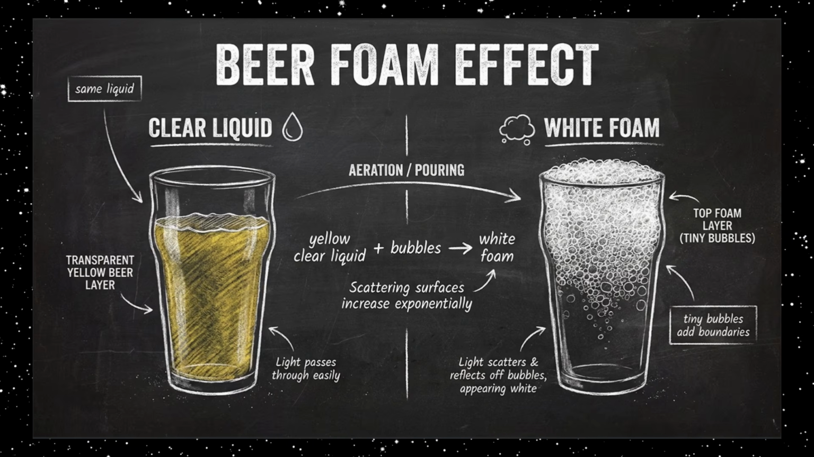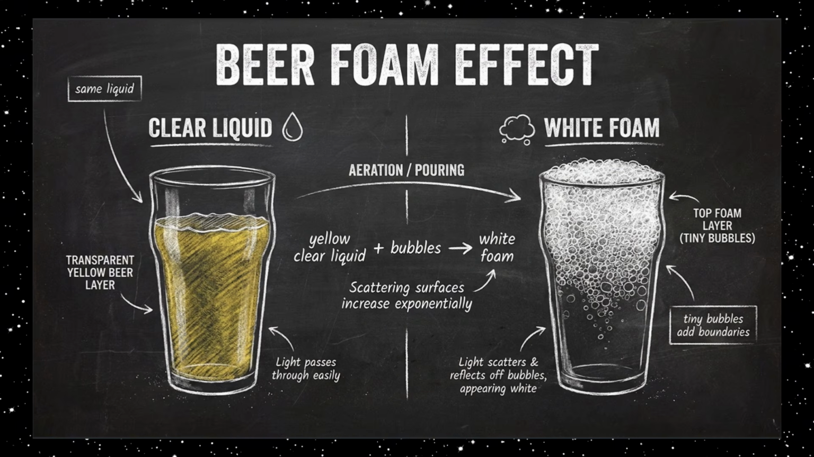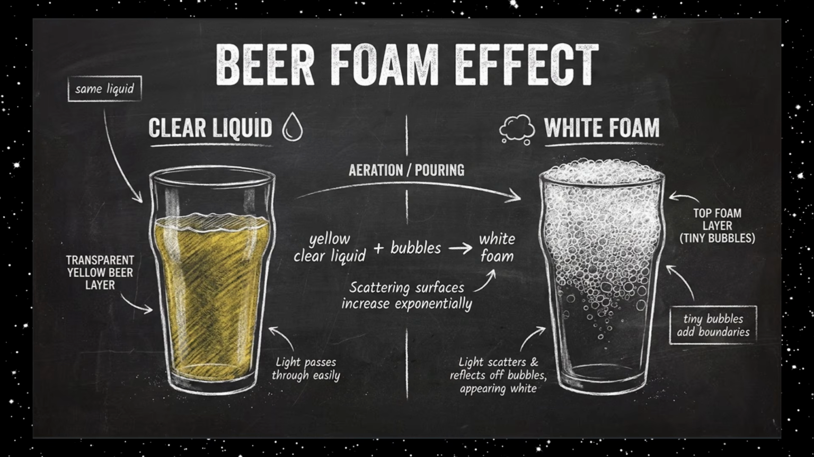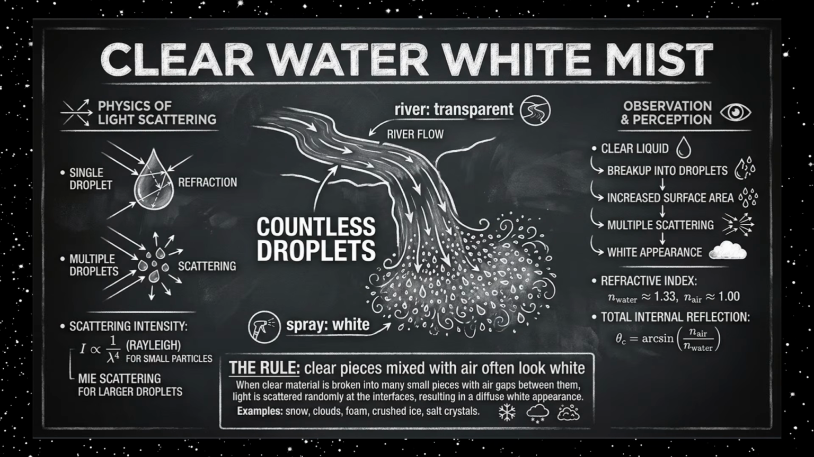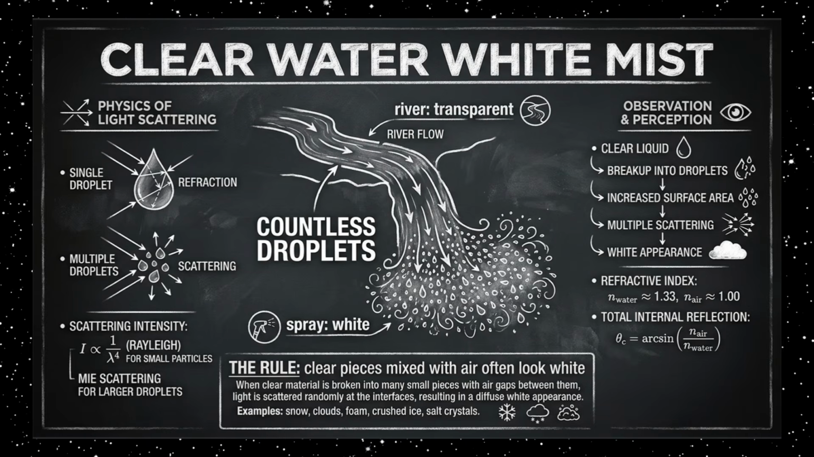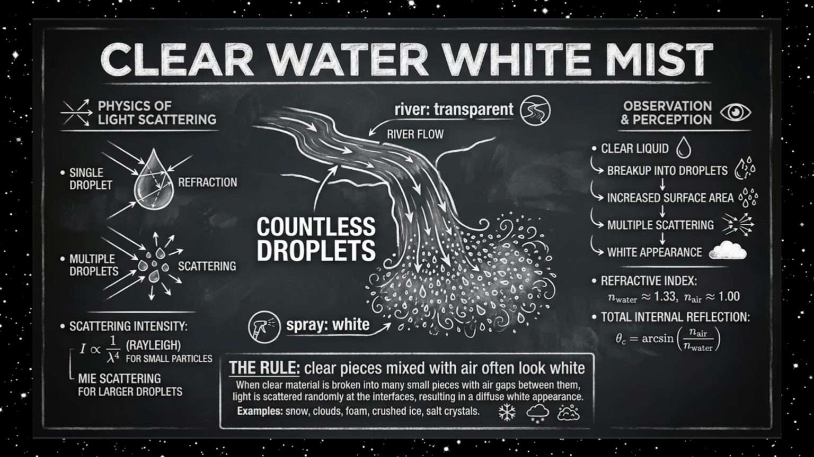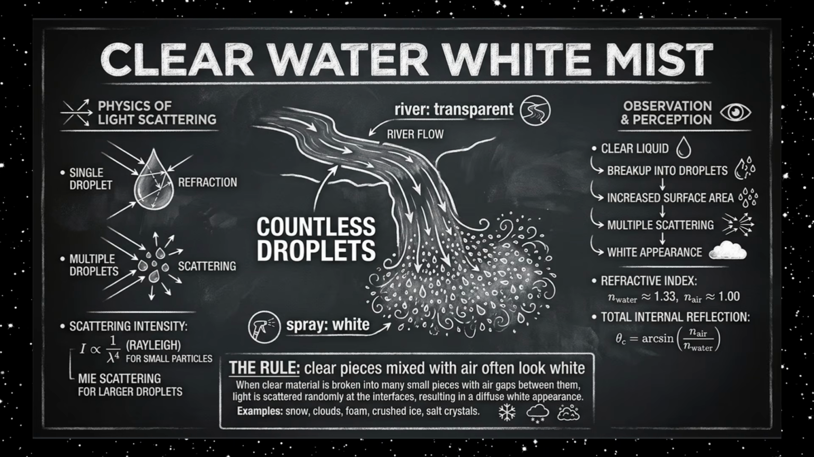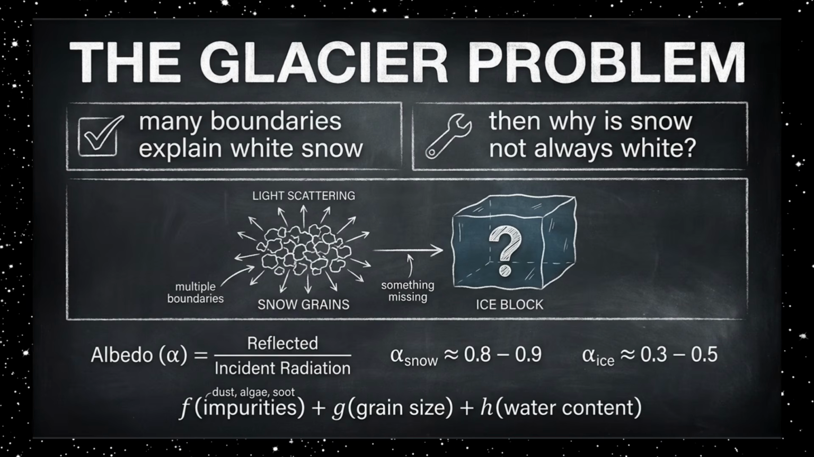The same trick. The foam on top of a beer. The beer underneath is yellow, transparent. The foam on top is white. Same liquid, just full of tiny bubbles. The spray at the bottom of a waterfall. The river is clear water. The mist at the base, where the water has been broken up into countless droplets, is bright white. Once you see this, you cannot stop seeing it. Everywhere you look in nature, when something clear gets broken into pieces and mixed with air, the result is white. It is one of those simple truths that explains 1,000 observations.